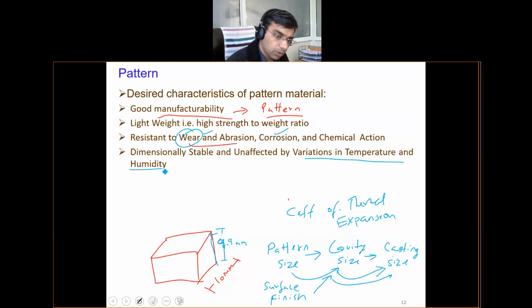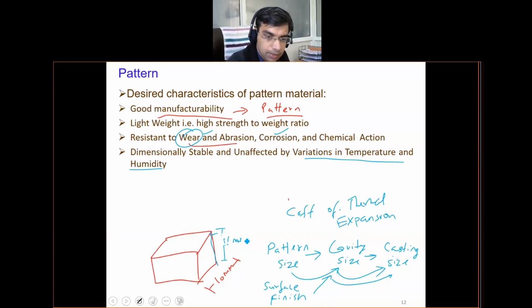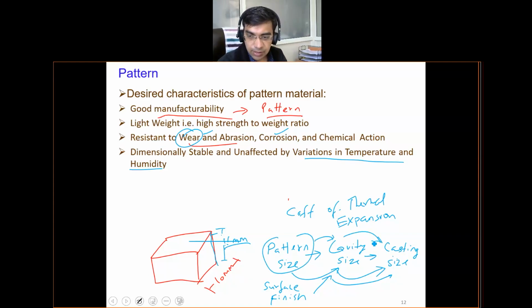If it absorbs moisture, suppose this dimension, instead of 9.9, becomes 11. Again, that will become a distorted pattern, and we don't want that. If one of the dimensions changes because of humidity, it will change the size of the pattern, which will change the size of the cavity, and which will change the size of the casting. So ultimately, the pattern affects so many things in the casting process.